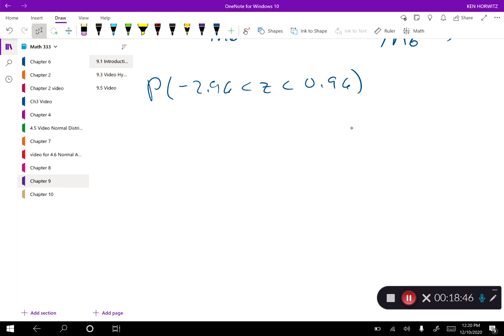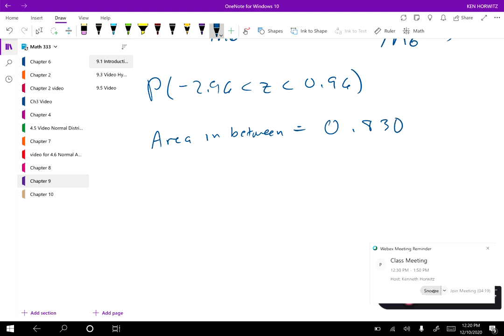All right, so I got the area in between to equal 0.830. Again, the number of decimal places could fluctuate depending on what chart you're using. If you have more decimal places than mine, it will go out further. This is just where my chart goes.